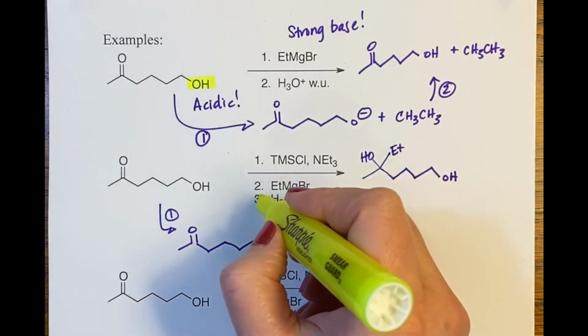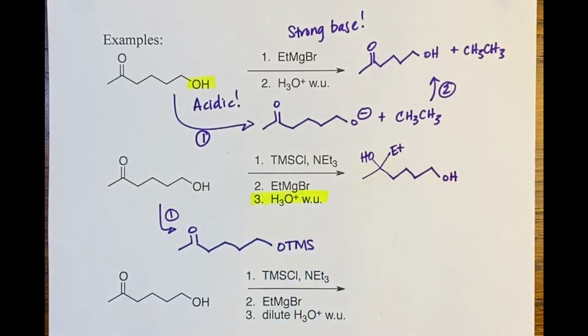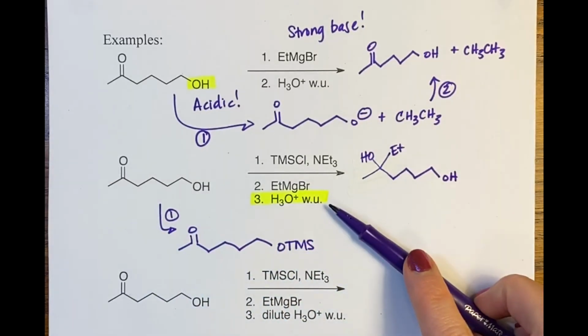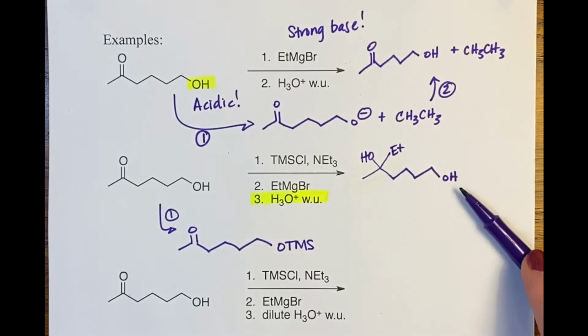Notice that my workup step was just an H3O+ workup. And remember, we said that those are conditions that will quench my Grignard reaction, and also remove my protecting group. So here we see that protected alcohol revealed again.